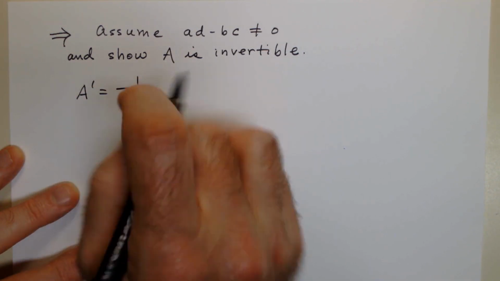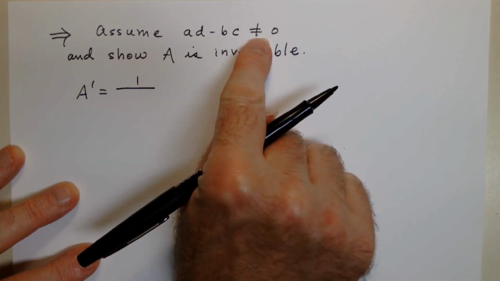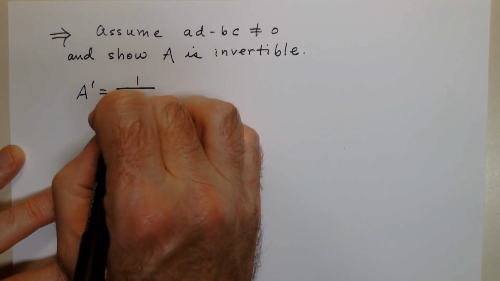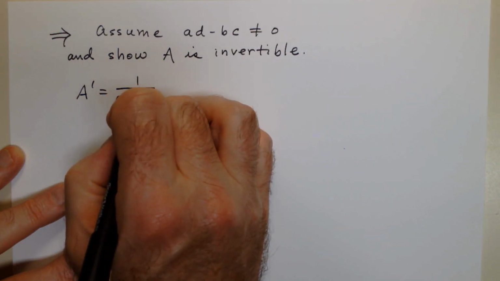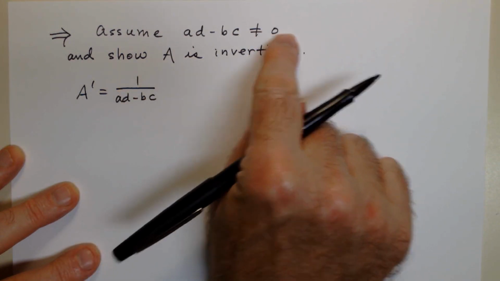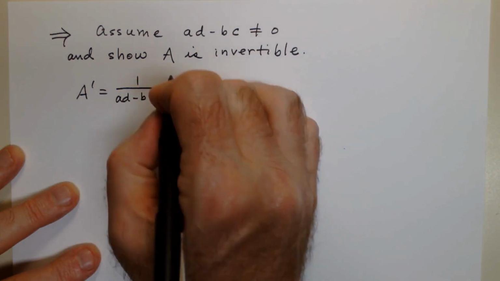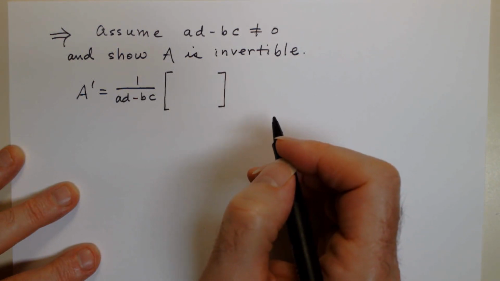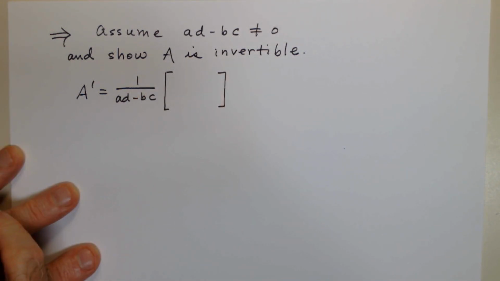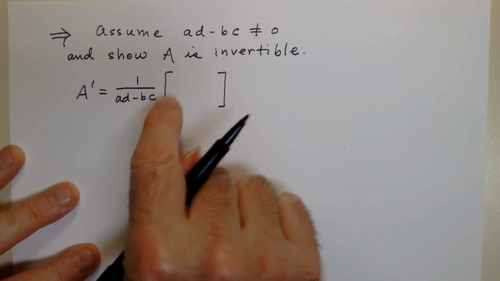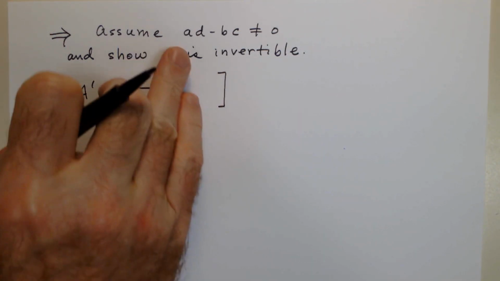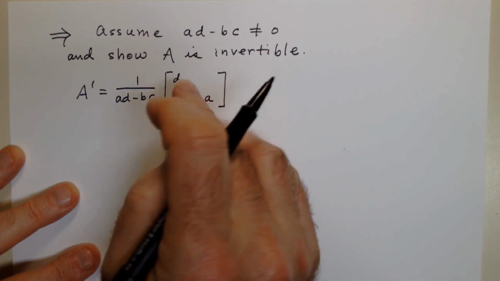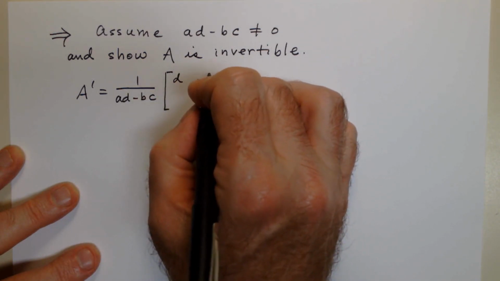And it's leveraging the fact that AD minus BC does not equal 0, because I'm going to divide by AD minus BC. So 1 over AD minus BC. That makes sense because I'm not dividing by 0. And then I want to form a 2 by 2 matrix that I get by taking the original matrix, A, B, C, D, and flipping the diagonal elements and changing the signs in the off-diagonal positions.